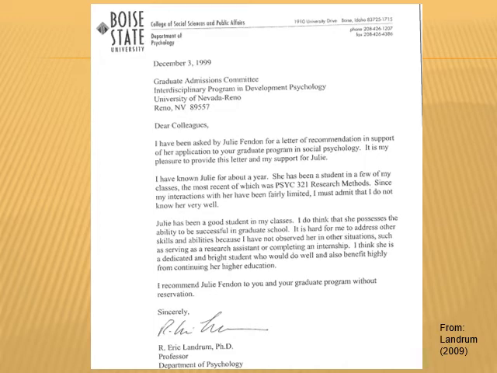So again, what we're talking about is trying to define what a good versus a mediocre versus a bad letter of recommendation is. And this is an example from an article by Landrum in 2009 where he tried to define this. And this is a moderate letter. It's probably not going to hurt the application, but it's certainly not going to help it either.